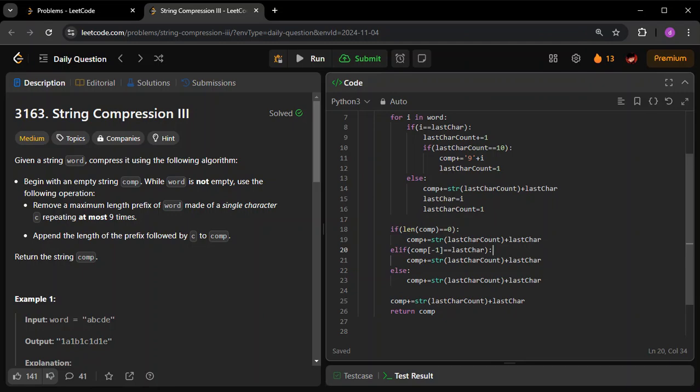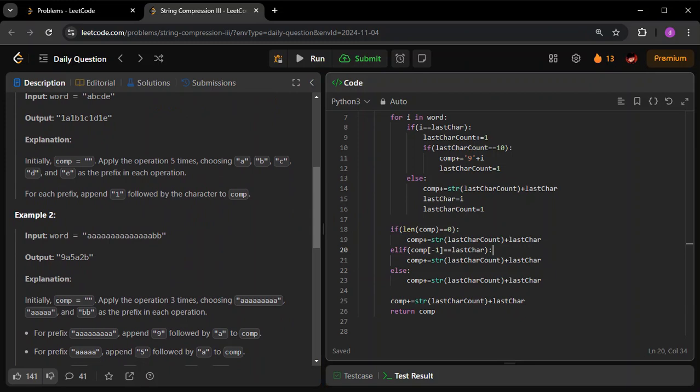If comp of minus 1 is equal to last char, what does that mean? That means something like this: I've already made an entry of A and another A is remaining. Another A is coming. Again, whatever is remaining, you have to make an entry of that.